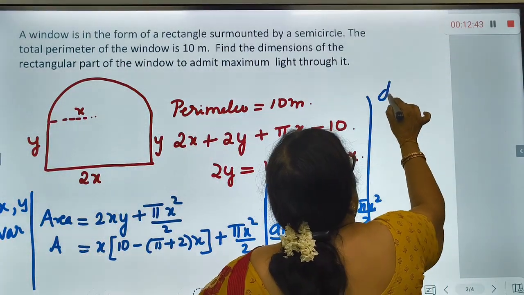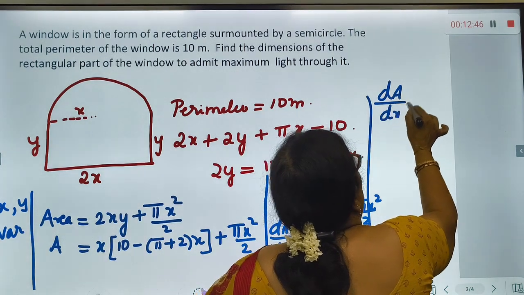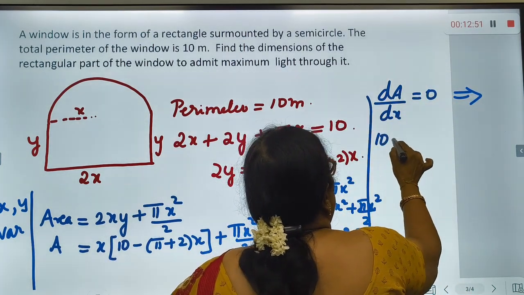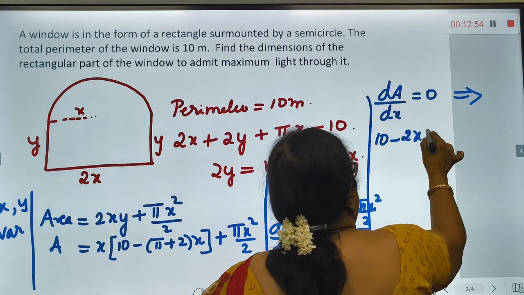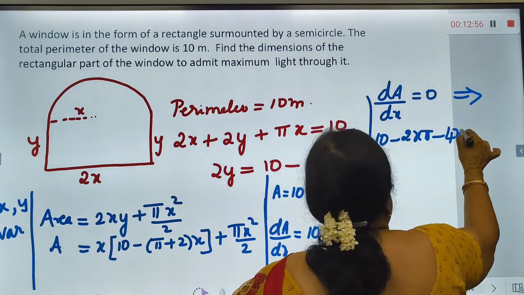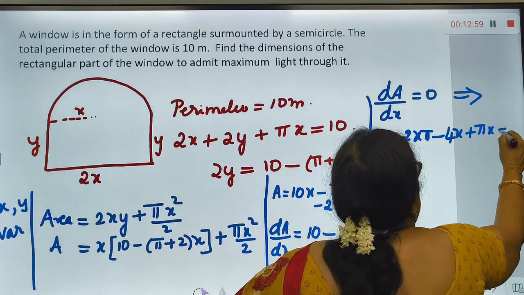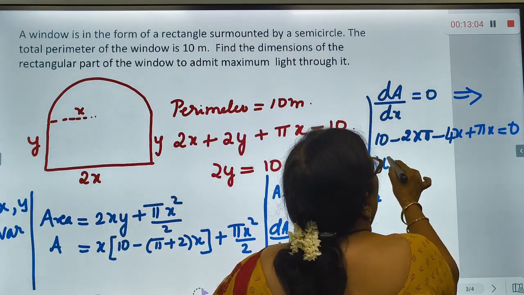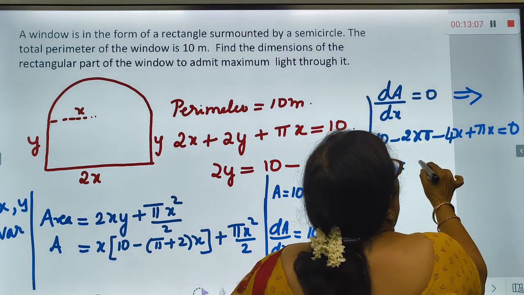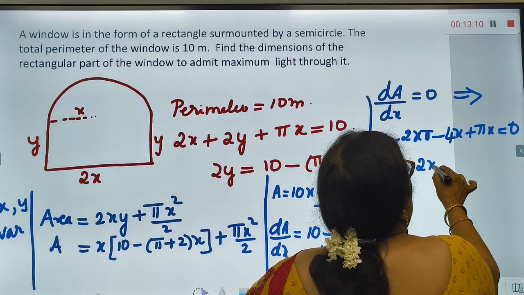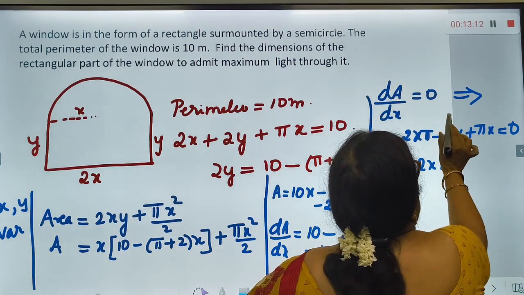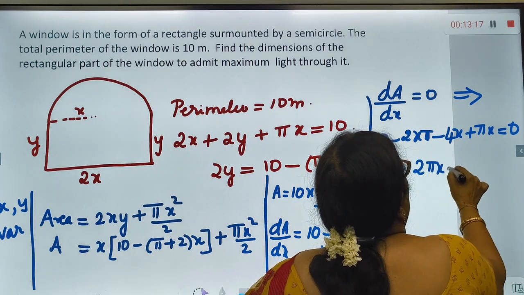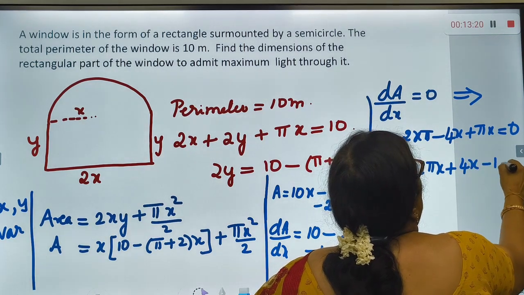So let dA by dx be equal to 0. This will imply 10 minus 2x into pi minus 4x plus pi x equal to 0. Okay. So 10 will be equal to 2 pi x plus 4x minus pi x.